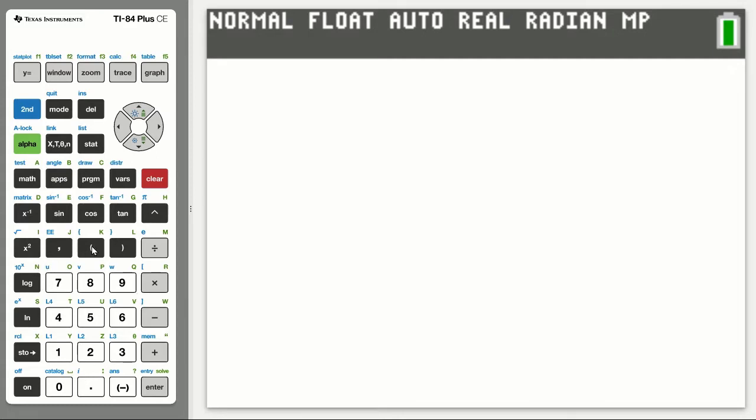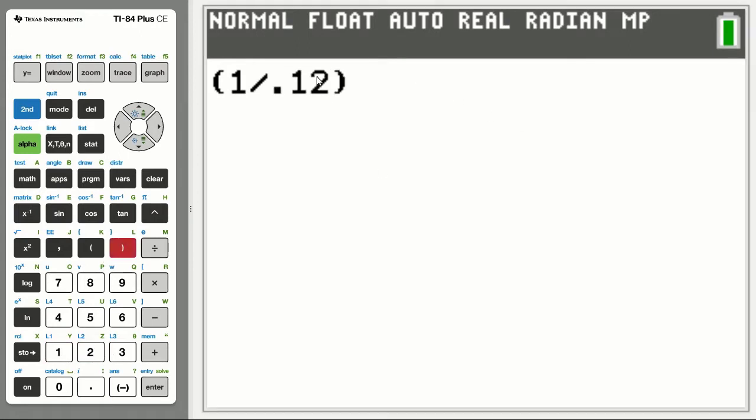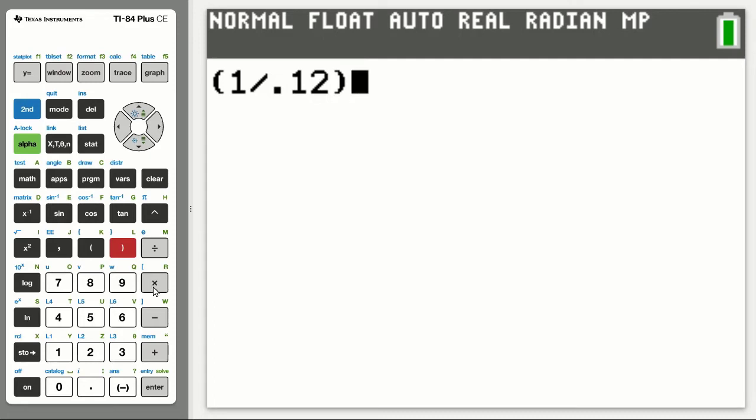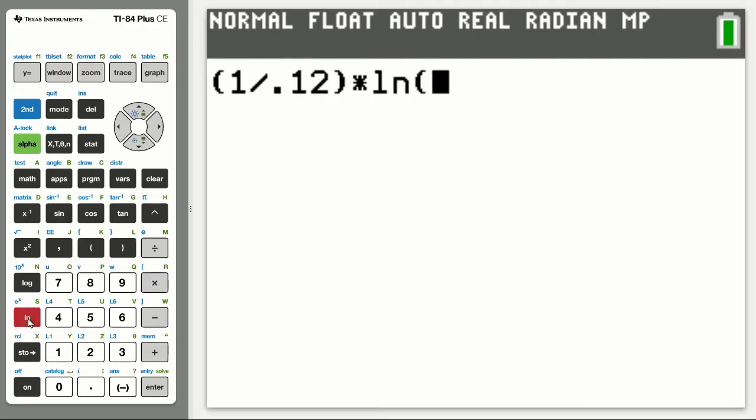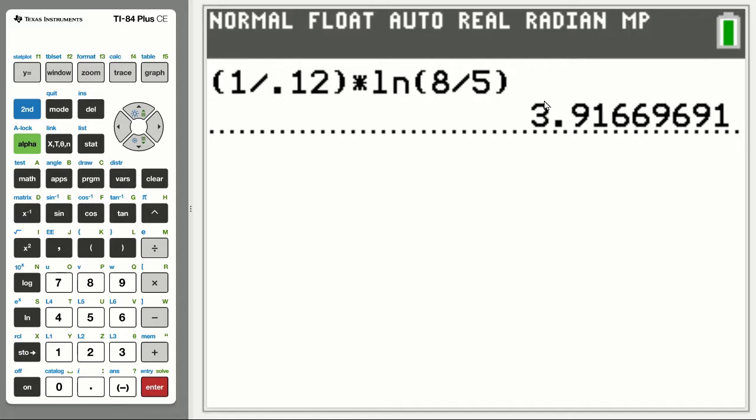On my calculator, I'm looking at 1 divided by 0.12, and then multiplying that by the natural log of 8/5. That's another way of working around it on the calculator. And this is our final answer right here.